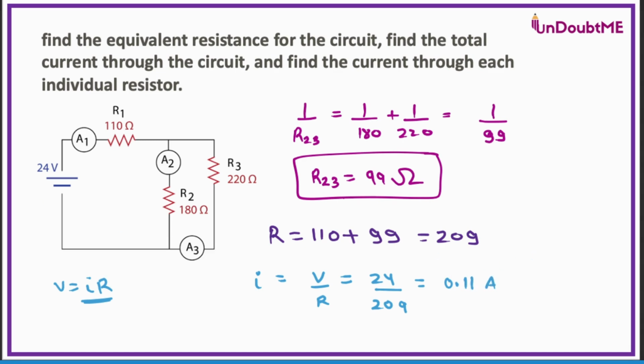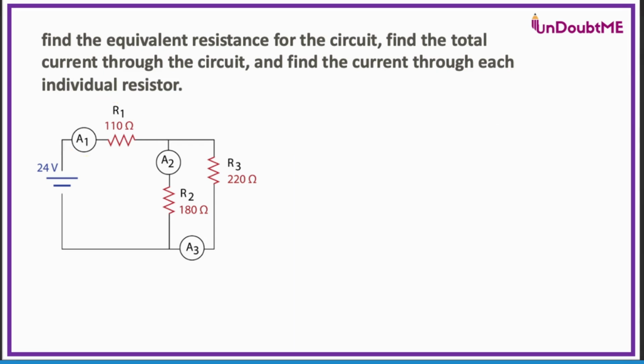On calculation, this will give me 0.11 ampere. Now till here we are done with the equivalent resistance, which is 209. That was the first thing they were asking. Then the total current, which is 0.11. And now we have to find the current in each individual branch. For that, we will find the voltage across R1. Okay, let us do that.